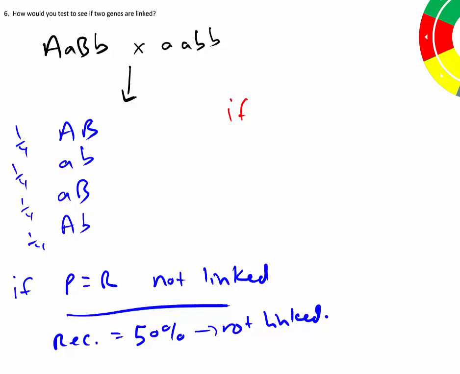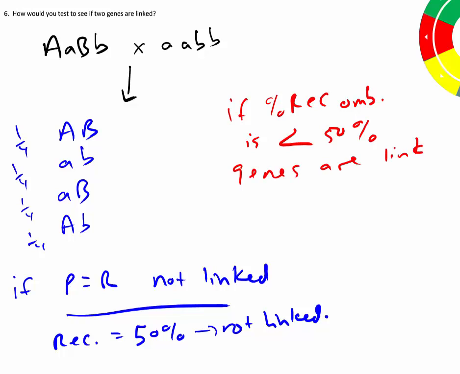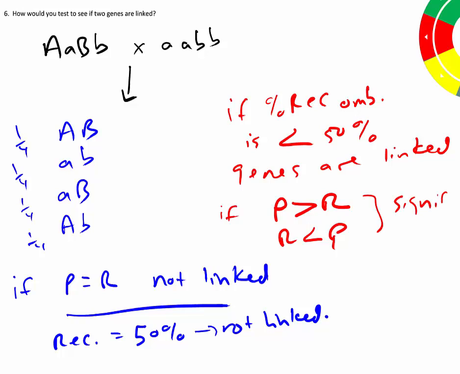If the percent recombination or percent recombinants is less than 50%, genes are linked. Or in other words, if the parentals are greater than the recombinants, the genes are linked. Or if the recombinants are less than the parentals, and we mean significantly different. And to test that, we would do a chi-square test to make sure.